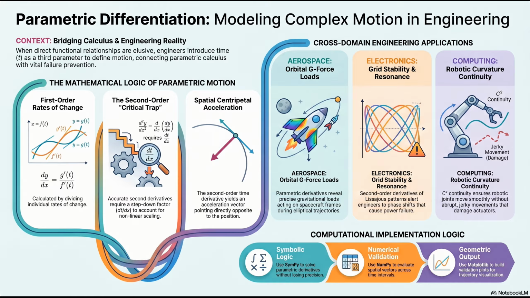Yeah, we're going to look at how this mathematical shift takes us all the way from tracking an abstract circle to ensuring spacecraft don't tear apart in orbit, or preventing invisible power grids from melting down, and even keeping heavy industrial robots from literally breaking their own arms. The paradigm shift here is profound. We have to completely abandon that simple cause and effect relationship where a vertical position simply depends on a horizontal one. Right, we have to throw that out.